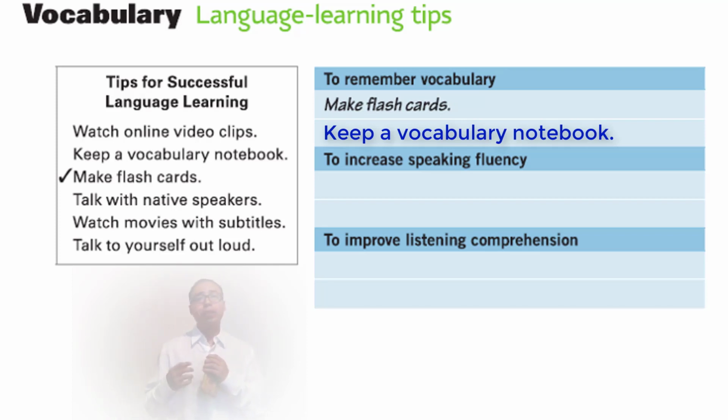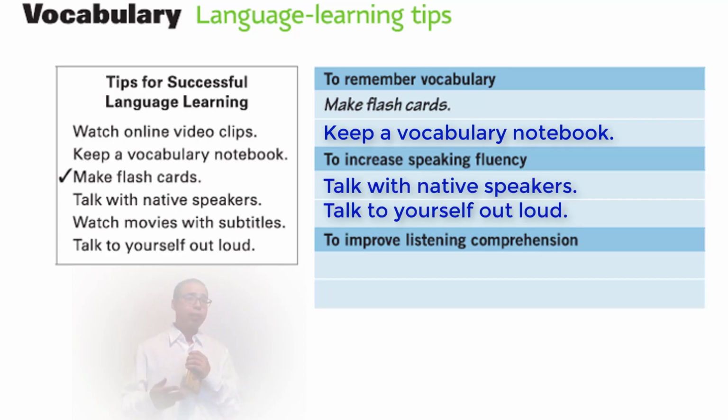Category number 2 is to increase speaking fluency. You can talk with native speakers or talk to yourself out loud, right? So in order to get your speaking fluency improved, you have to speak, right? The more words you get out of you in a different language or the language that you're trying to learn, the better. Remember, your tongue is a muscle that you need to work out. So the more you speak, the better. You can practice singing along to songs or reading out loud, or try to translate your private thoughts from Spanish to English or any other language which you are trying to learn.